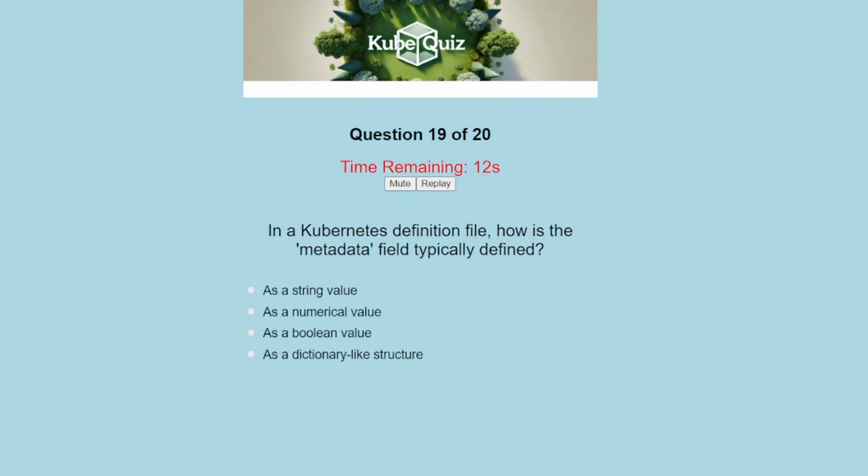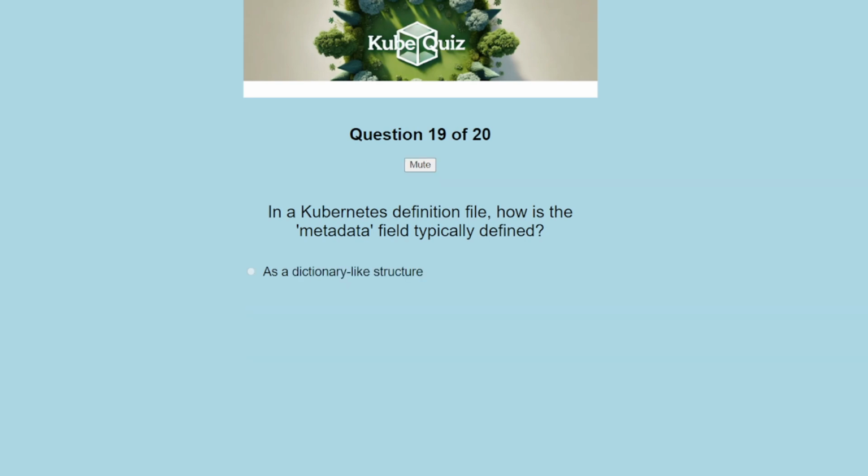In a Kubernetes definition file, how is the metadata field typically defined? As a string value, as a numerical value, as a Boolean value, as a dictionary-like structure. The correct answer is, as a dictionary-like structure.